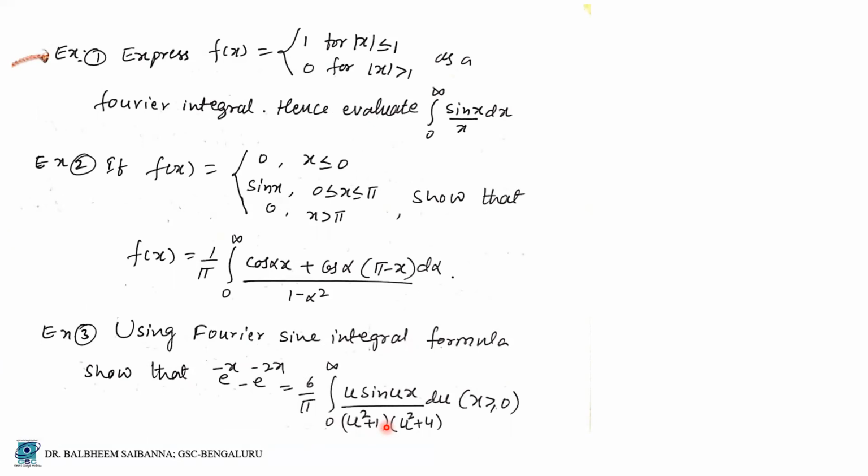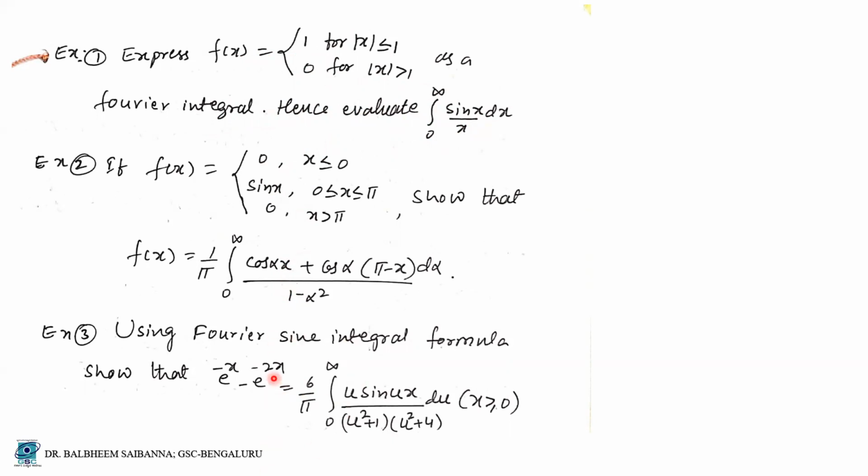One more example: express f of x is equal to 1. Now these three examples are homework for you. Express f of x as the function which is 1 for modulus of x less than or equal to 1, and f of x equal to 0 for modulus of x greater than 1. Then using this function you can prove the Fourier integral form, and hence the result is also evaluated in this form: integral 0 to infinity sin x divided by x dx. And these two examples are homework for you, so try to solve these two.